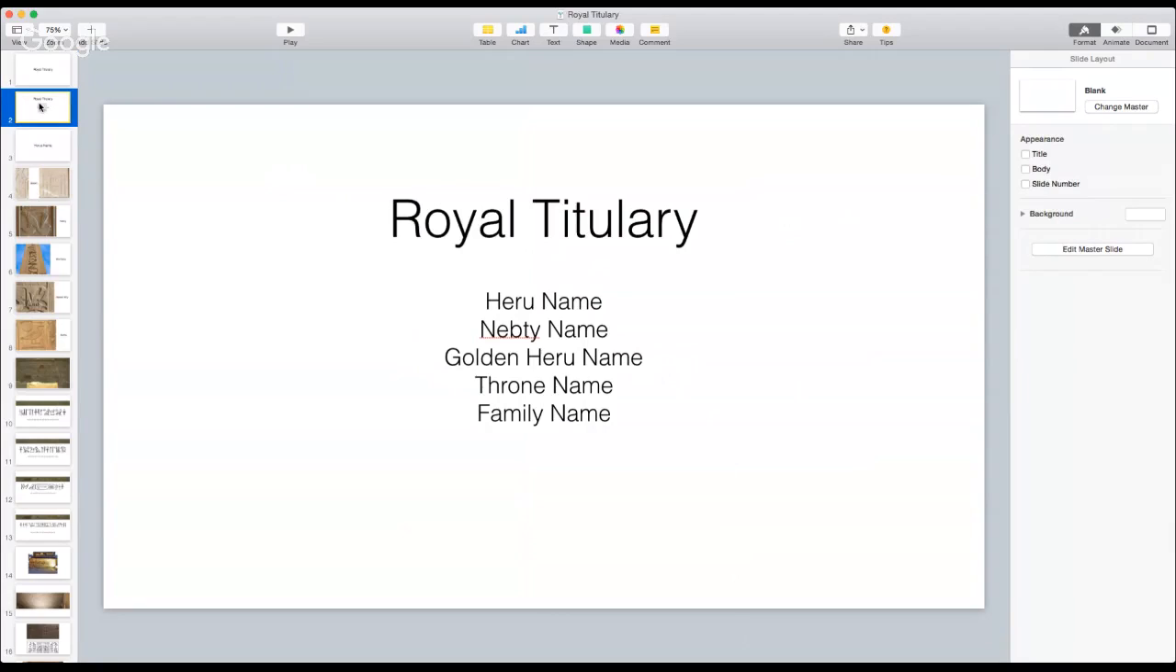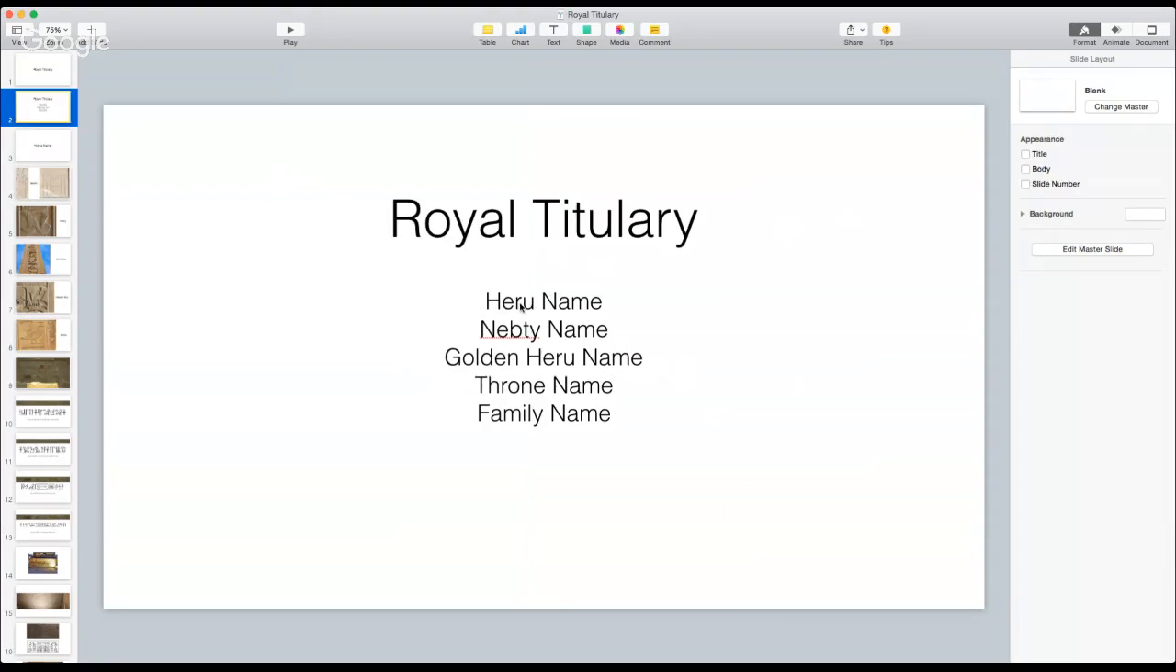Let me switch over. So these are the 5 names and what they were called. The first and oldest name is called the Heru name. The next one is the Nebti name. The third is the Golden Heru name. The fourth is the throne name. And the 5th, the family name.